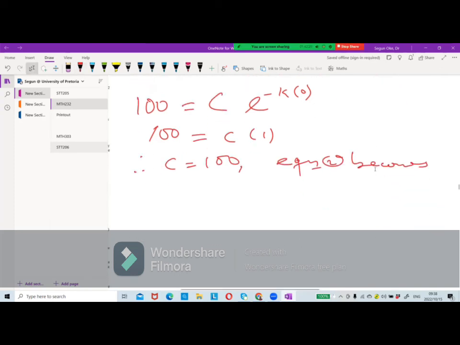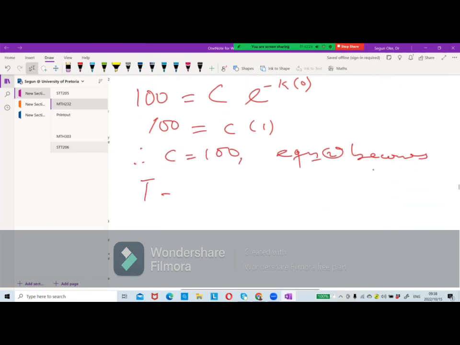Equation 2 becomes what? T equal to 100 e raised to minus k t. So we call this one equation 3. The question goes further.